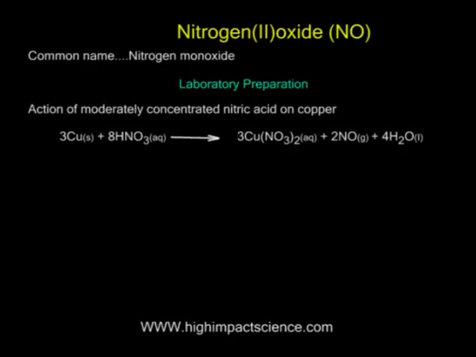Initially, brown fumes are observed in the flask, but they soon disappear. This is due to the oxidation of nitrogen 2 oxide to nitrogen 4 oxide by oxygen present in air inside the flask. The nitrogen 4 oxide, however, dissolves in the water, over which nitrogen 2 oxide is collected as a colorless gas.